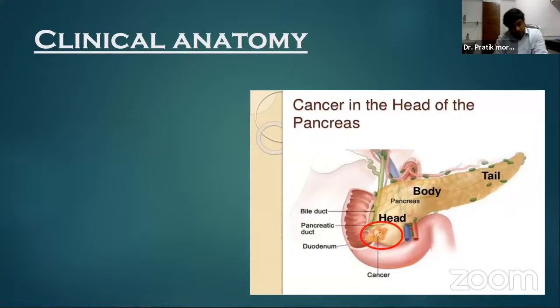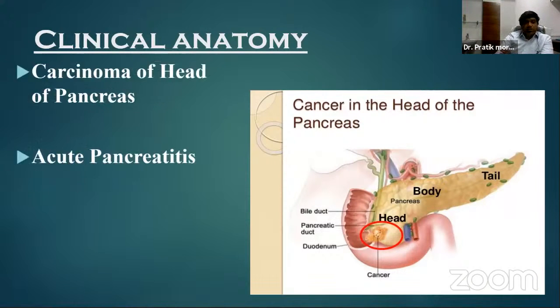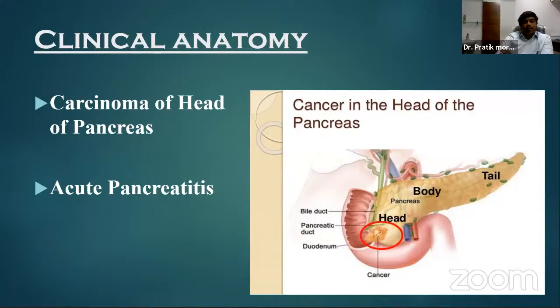The first is carcinoma of the head of the pancreas, and the second is acute pancreatitis. Carcinoma of the head of the pancreas: see in this diagram, I have tried to show that cancer develops exactly here, and if cancer develops, this soft part will become hard and exert pressure on the common bile duct and pancreatic juices. So the entry of bile will be obstructed and the bile will not get out of the gallbladder, and it will cause jaundice. That is obstructive jaundice.